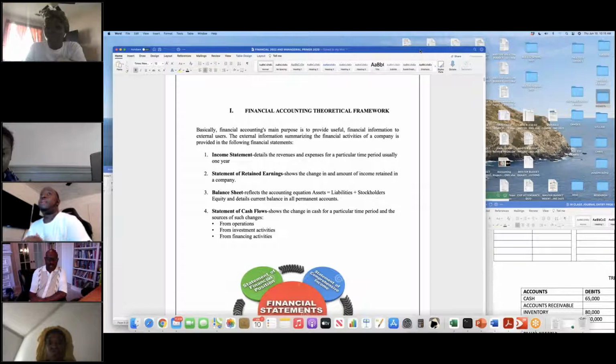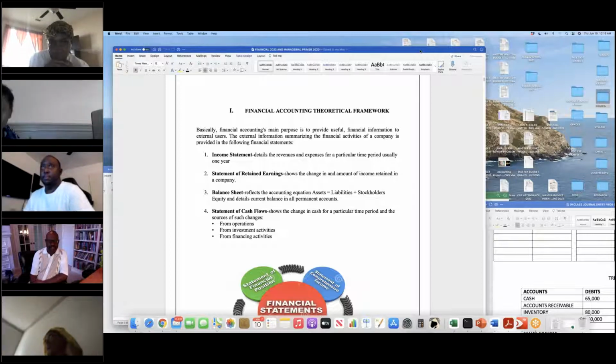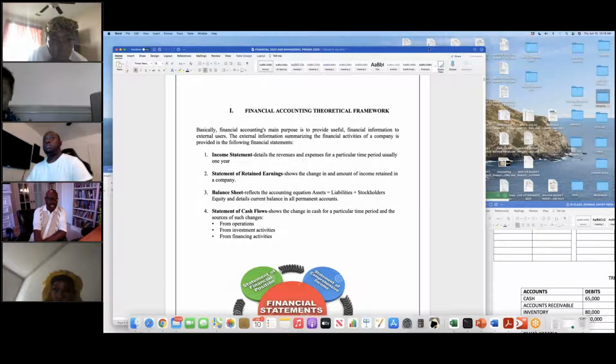Okay, so if you remember first step class, we said that the primary objective of accounting and what we're doing in this course is learning how to prepare an income statement, a statement of retained earnings, a balance sheet, and a statement of cash flows. So those are the four statements that we're trying to prepare, and that's the purpose of accounting.